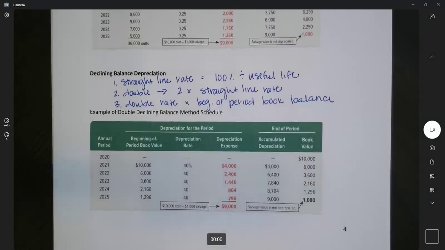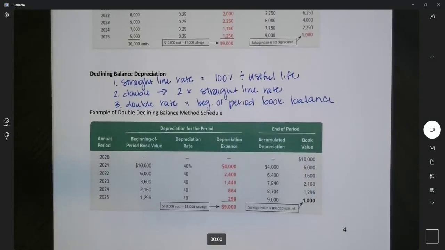We have an example of a double declining balance depreciation. The depreciation rate is 40%. That was double whatever it was in the straight line. We take the beginning book value, we multiply it times 40%. We get a depreciation expense in the first year, and that'll be our accumulated depreciation. The book value is updated. The next year we start with that. We multiply it times the depreciation rate, and it continues on.